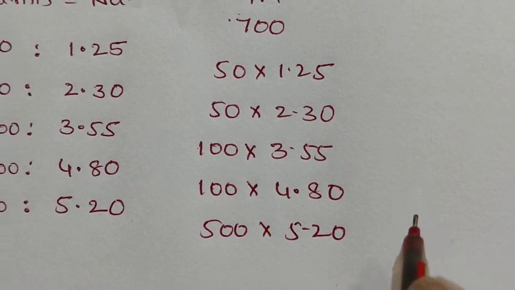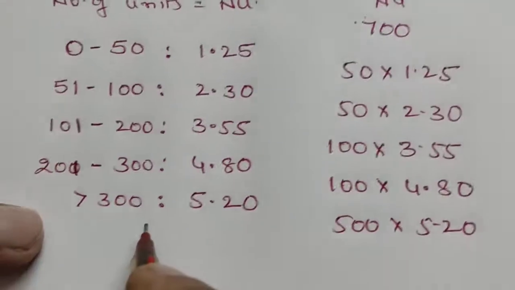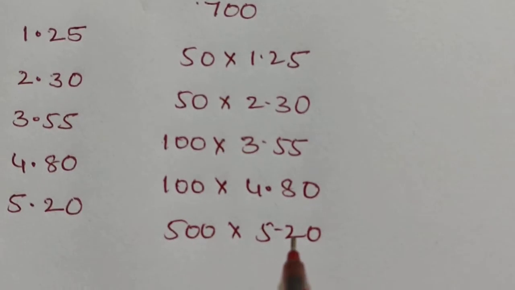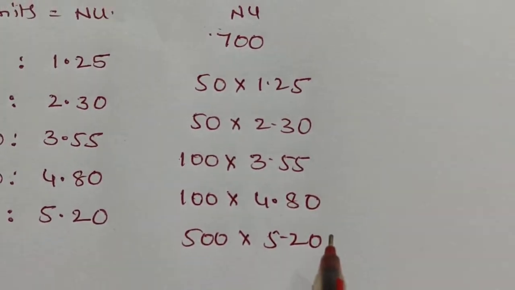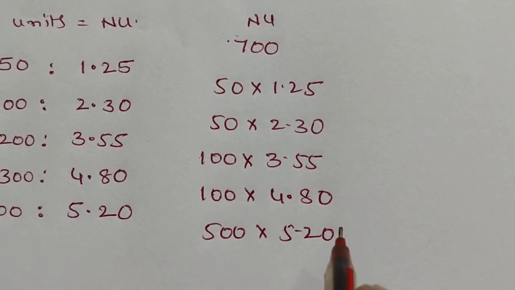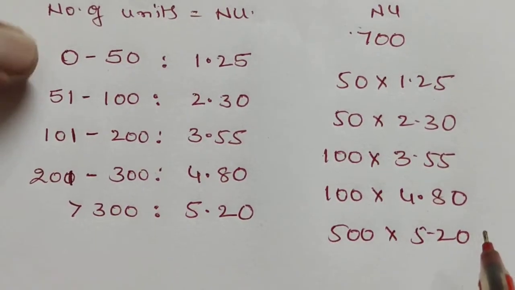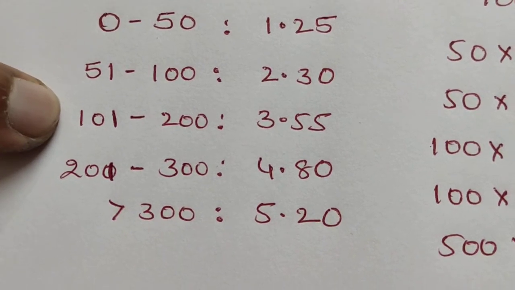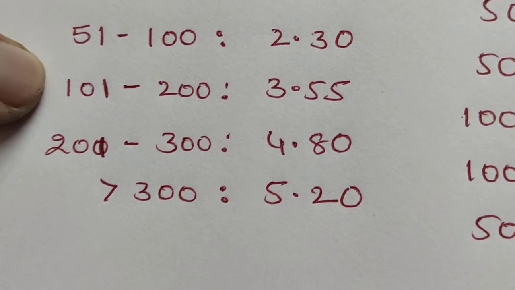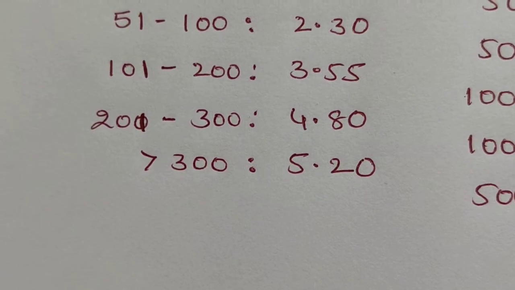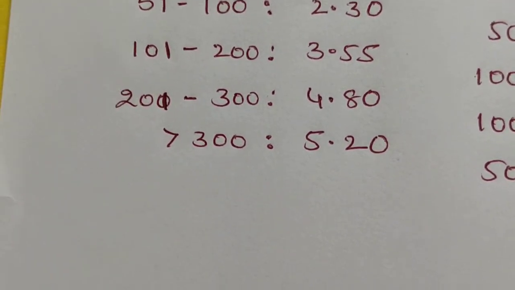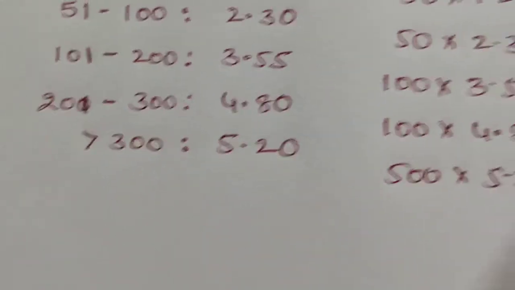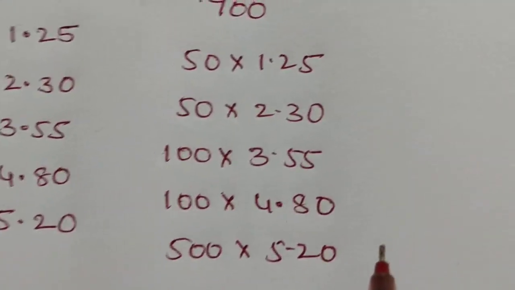Suppose we are not going to say 700 is greater than 300 units, so we are not going to calculate every unit at 5 rupees 20 paise. Only for the first 50 units, the first slab, 1 rupee 25 paise. For the second slab of 50 units, 2 rupees 30 paise. And the third slab of 100 units, 3 rupees 55 paise. And the fourth slab of 100 units, 4 rupees 80 paise. And for the remaining units only, we calculate 5 rupees 25 paise.